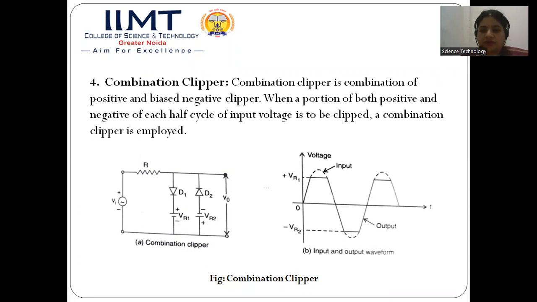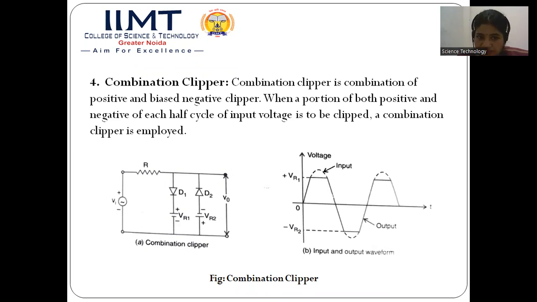Now if we have a requirement such that we want to remove the portion of both positive and negative half cycle of the input voltage. In that case, we will apply the combination clipper. So combination clipper, it is basically the combination of the positive and biased negative clipper. So we have now understood how the positive and negative biased clipper work.